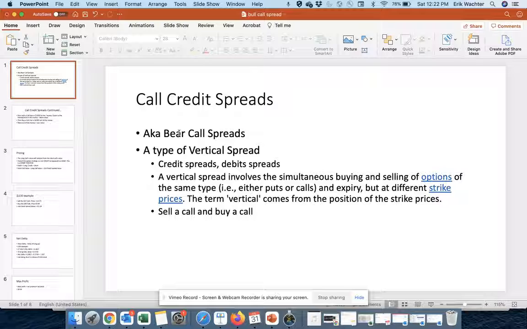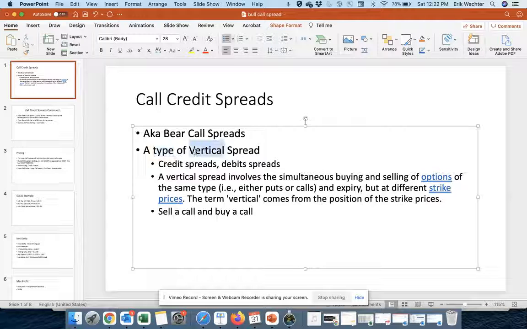Just a little overview: a call credit spread is a type of vertical spread, and we've been talking about vertical spreads in a couple other videos, which I'll link up top. You have credit spreads and debit spreads. Anytime you hear debit spread, think you're net long, and anytime you hear credit, you're net short. So you have put credit spreads, put debit spreads, call credit spreads and call debit spreads. A call debit spread is a position where you're long, and a call credit spread, which is what we're talking about today, is a position where you are short.